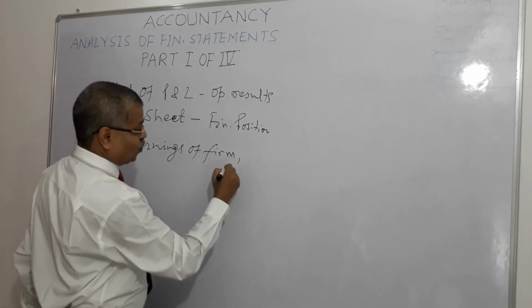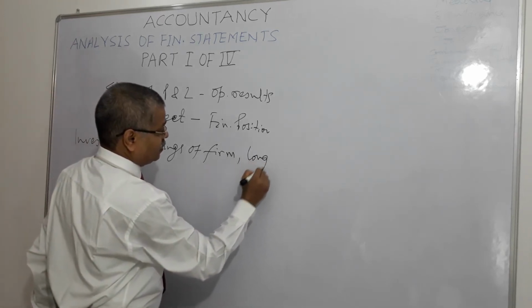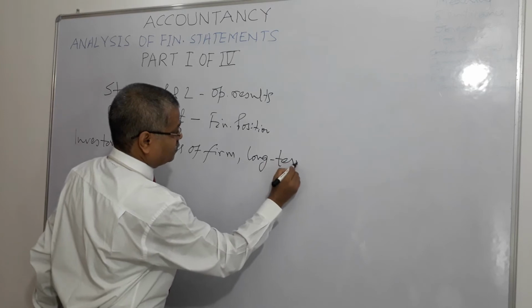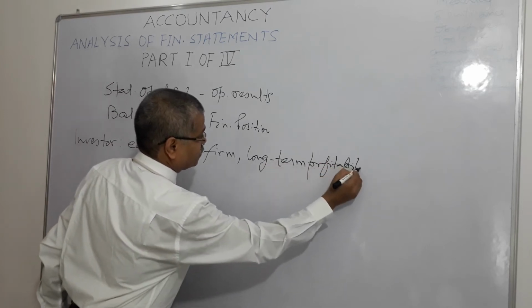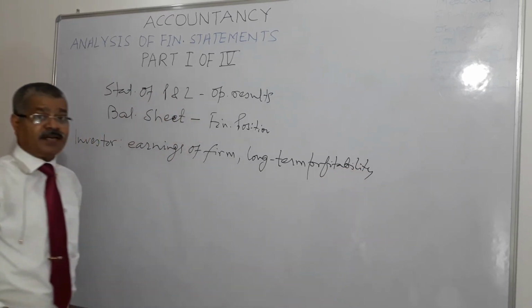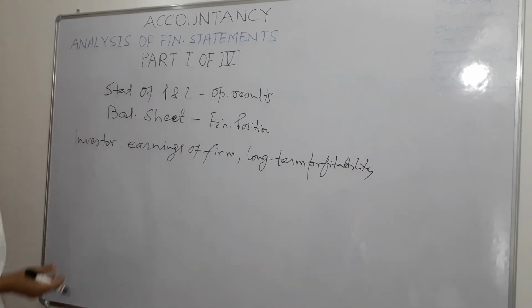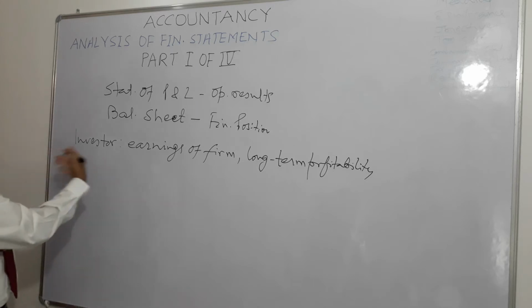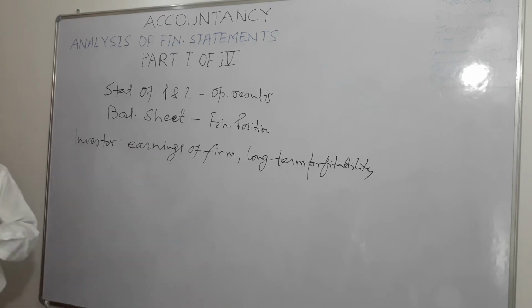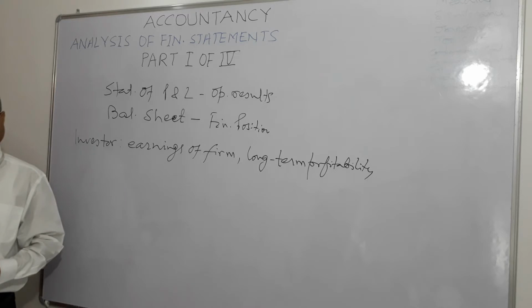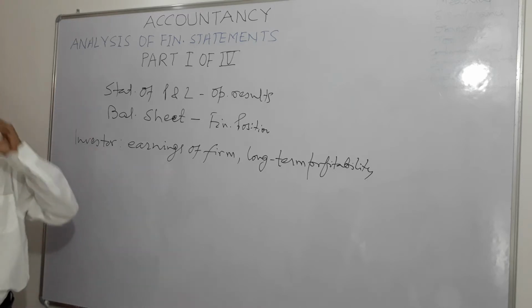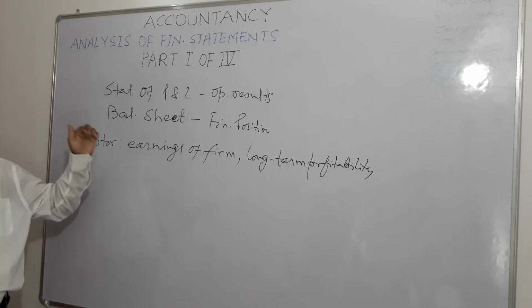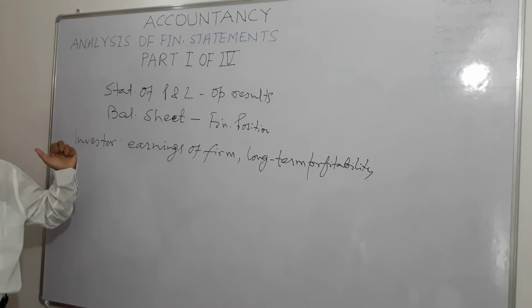You could have other objectives also. You would like to know whether this company has long-term profitability prospects or long-term sustainability, whether it will sustain for a long period so that you can keep your money invested for a long period, right? The primary objective of analysis of financial statements is to determine best possible estimates and predictions. Why do we analyze?